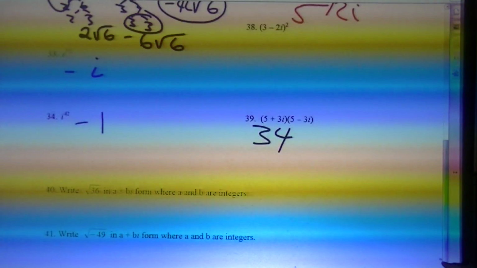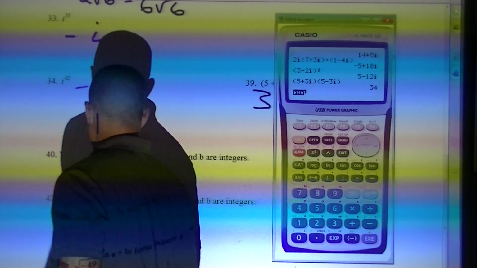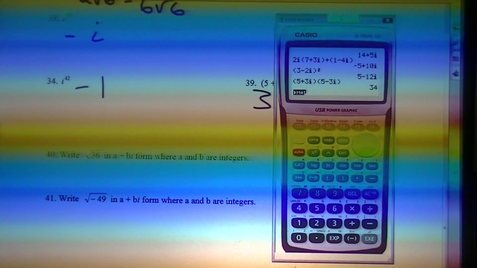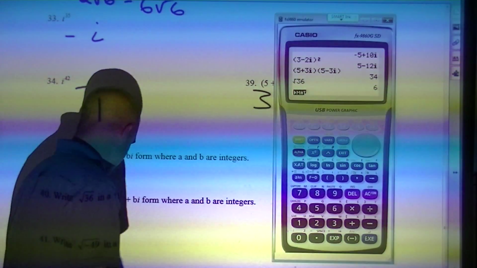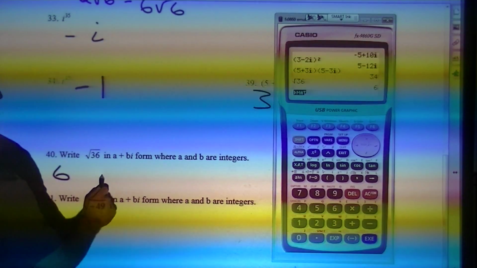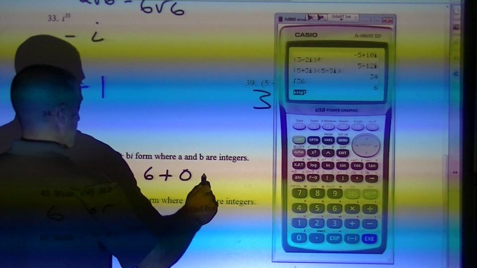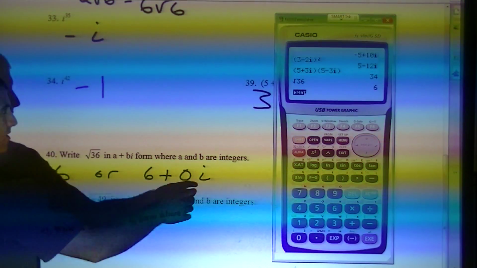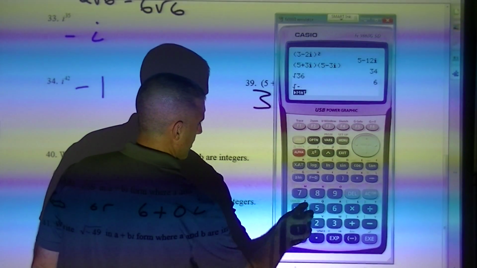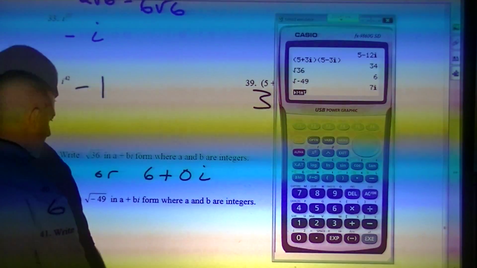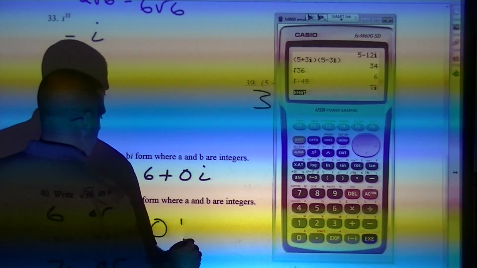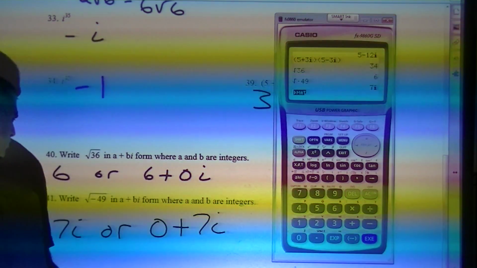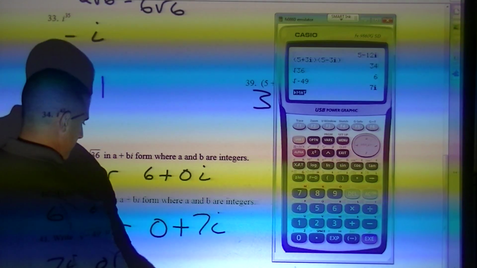Okay, all right, this question, bottom 2 questions. Last 2 questions on this page, I think. Yep. All right, it says, write in a plus bi form. Okay, 2 ways you can do that. Square root of 36 is 6. You can write it as 6 or 6 plus 0i. Okay. Square root of negative 49 is 7i. So you could write this as 7i or 0 plus 7i. Those are 2 ways to write those answers.